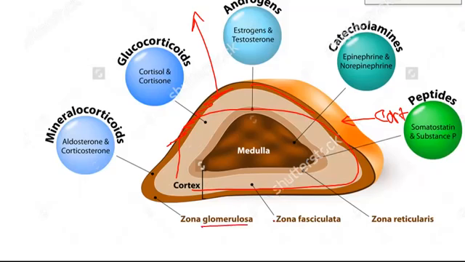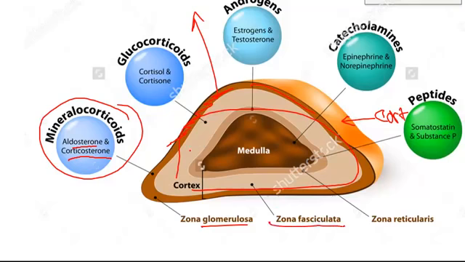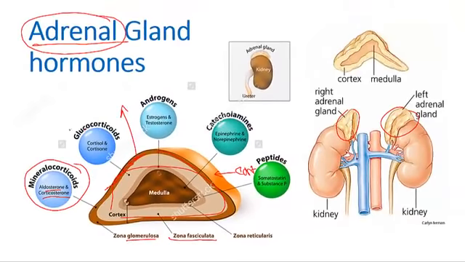One is zona glomerulosa, which secretes mineralocorticoids. Mineralocorticoids involve aldosterone and corticosterone. These are the type of hormones that they secrete. The second one, zona fasciculata. The zona fasciculata, if you look, starts secreting glucocorticoids and androgens together. Glucocorticoids and androgens.